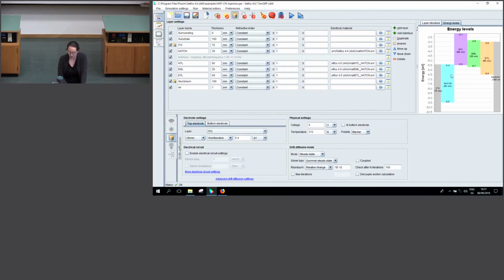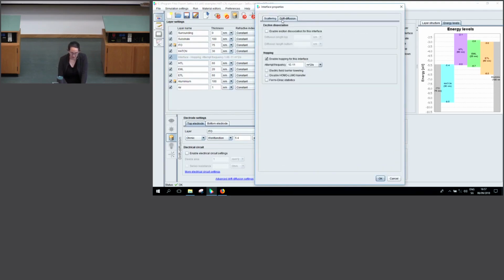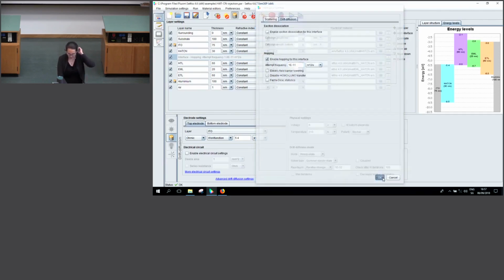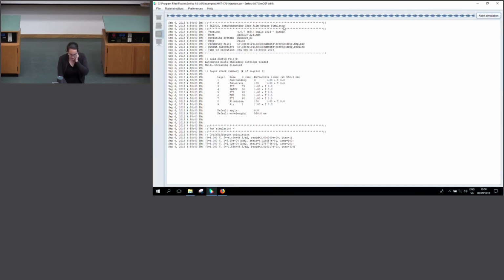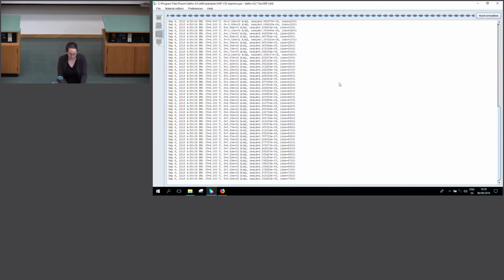So here you see this band diagram of such a Hudson device, and then you have to introduce this new interface model at this interface. This is done here, and again, as for the solar cell, we just have to select a hopping frequency for this interface. And yeah, apart from that, there is nothing special. We just look at the operation of 6 volt of such an OLED.